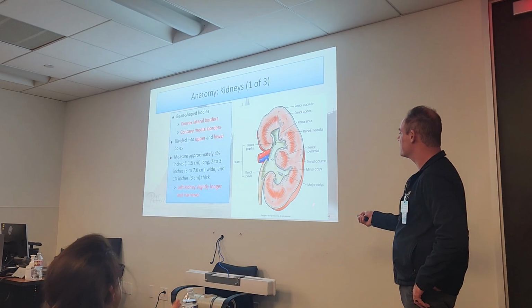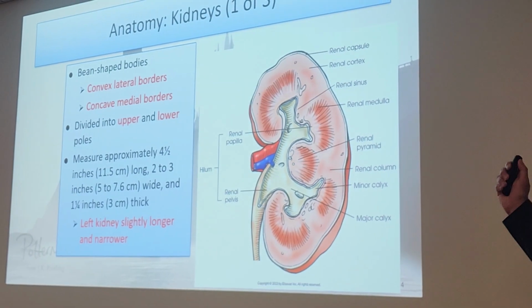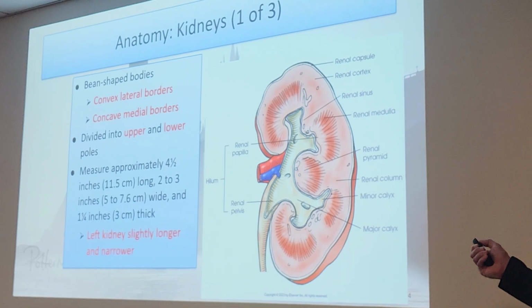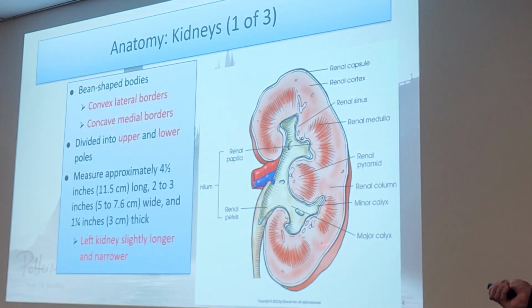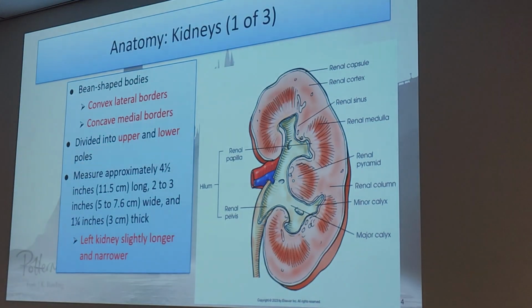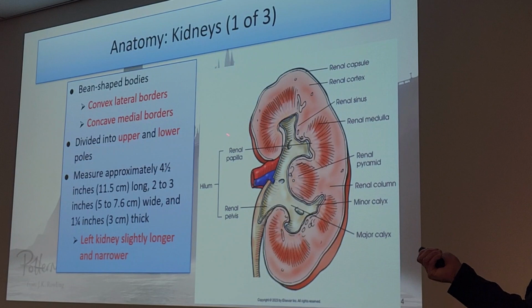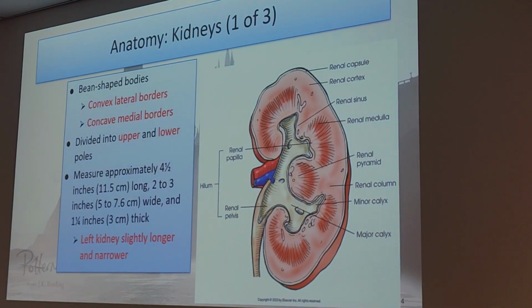Concave is in, convex is outward. We have the upper and lower poles that we're going to break down, and we have a lot of stuff in between that we've got to master and label, because whenever we add contrast, a lot of this is actually going to light up on our exams when we're looking at the kidneys specifically.